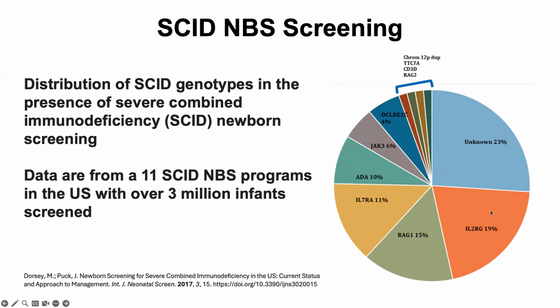And so the IL-2RG was the most common, followed by RAG and IL-7 receptor, but there's still a fair number where we don't find a gene defect, which is kind of interesting. About 20% of these patients don't have a gene defect, but they go on to receive therapy, and most of them get a bone marrow transplant, okay, so a pretty significant intervention.